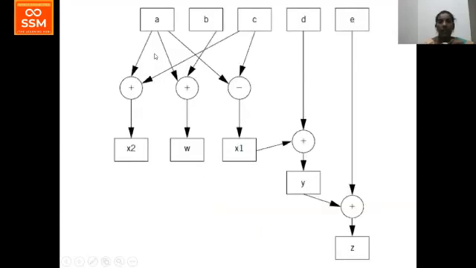See here, these are the values a, b, c, d and e, and in the rectangular boxes we have the input values we are giving, as well as the results we are getting. The operations being performed are shown using circular notation. So after modification, we draw the flow diagram.